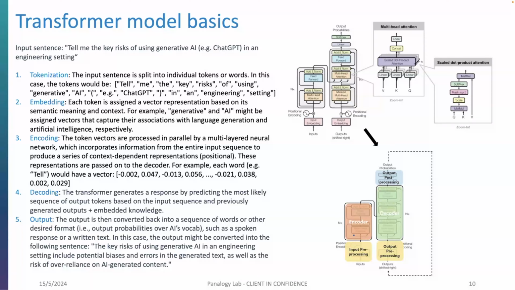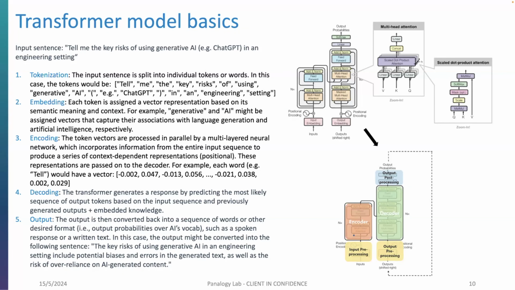So 5 steps, yeah. Tell me the risks of using Gen AI. I tokenize it. I split it up into individual tokens, pass them into an embeddings step. And then that provides me with a bunch of numbers, or a bunch of vectors, representing each of those words, the semantic meaning plus their positional encoding.